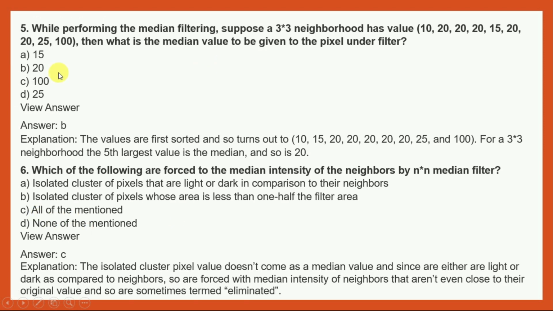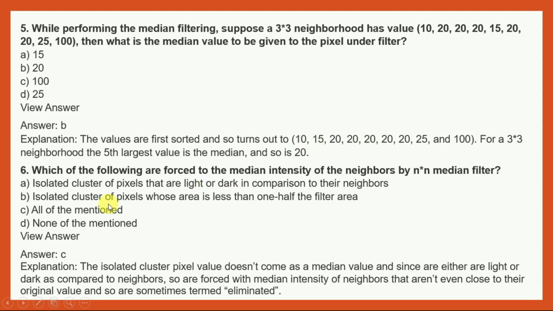Now while performing the median filter, suppose 3x3 neighborhood has values given here, and then what is the median value given to the pixel under filter? So answer is option B, that is 20, because the values are first sorted. If we see the explanation over here, for a 3x3 neighborhood, the fifth largest value is the median. So here we can see the fifth largest value is 20, so the answer is 20.